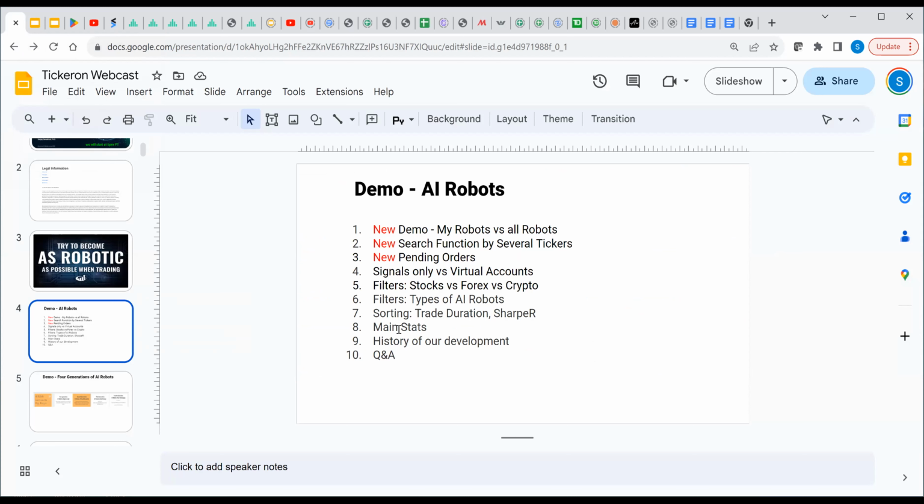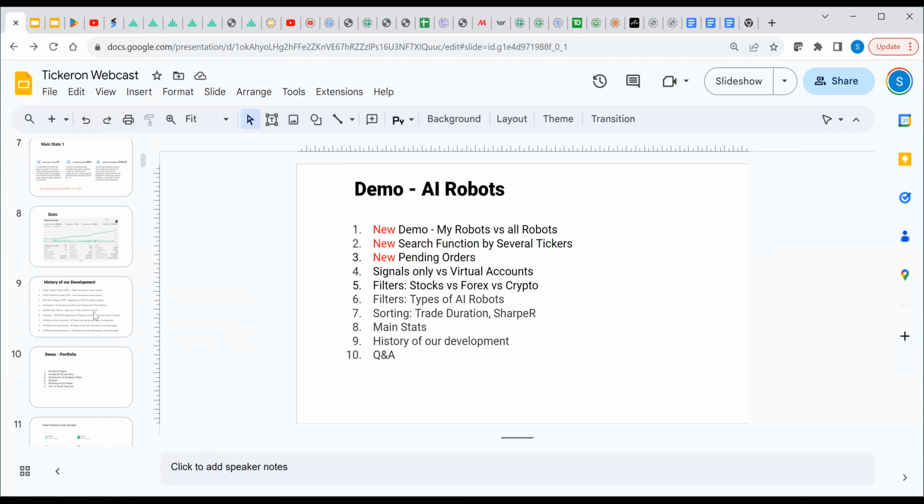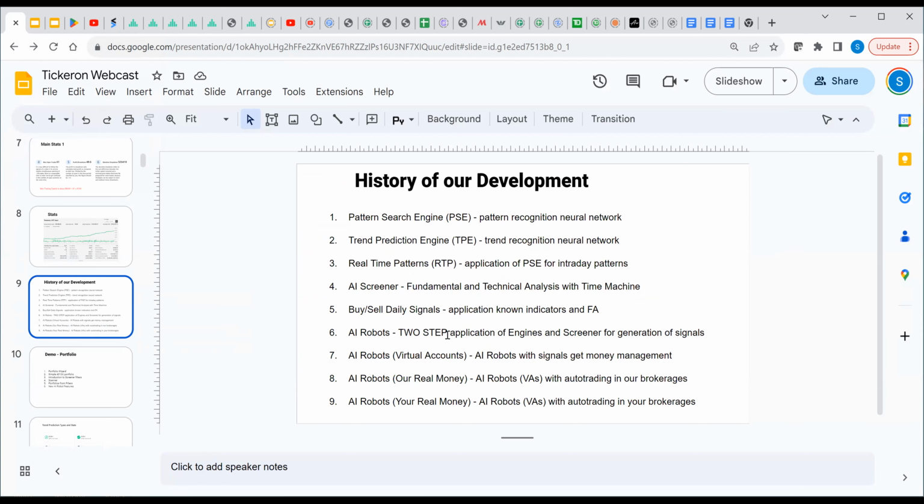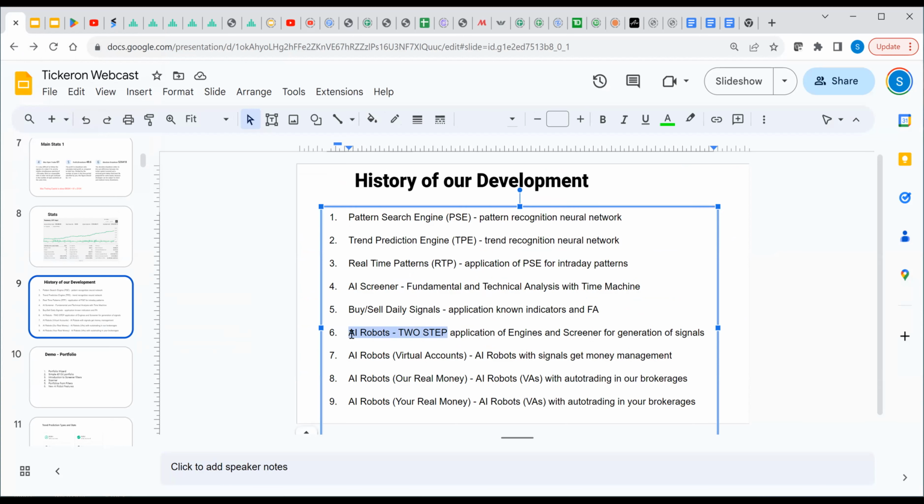So I showed you this stat, main statistics. I showed you now a little bit of a history of our development. That's the point where we started creating robots. But before, we created neural networks which are based on machine learning, and then created ability to find the patterns. We call it pattern search engine. That was our first product, which came out several years ago, okay? So based also on the pattern recognition techniques, we started finding trends, okay?